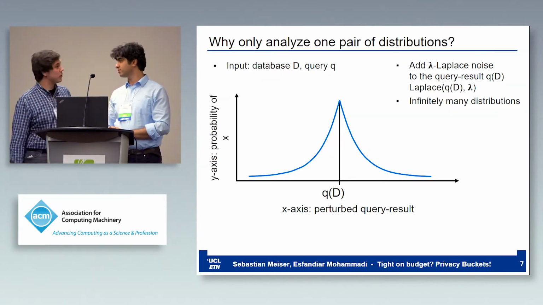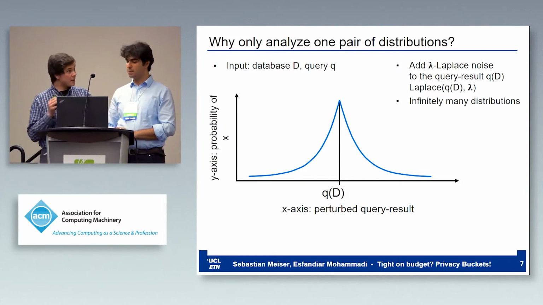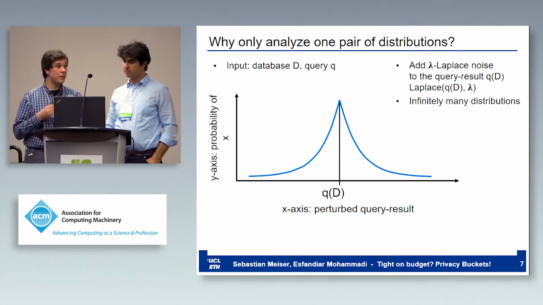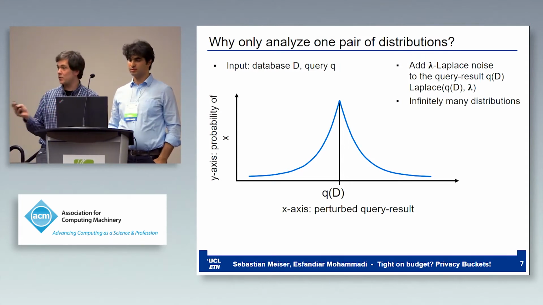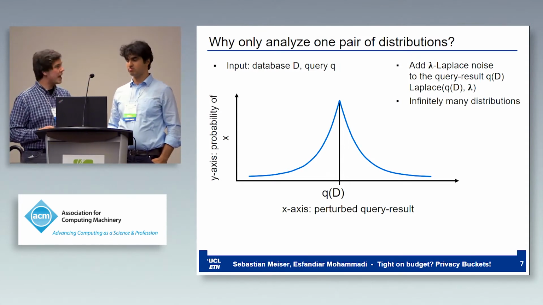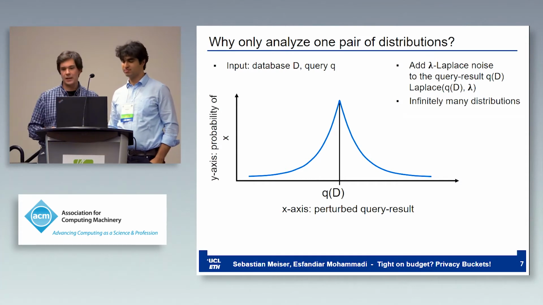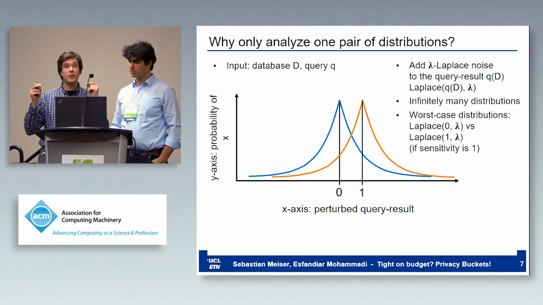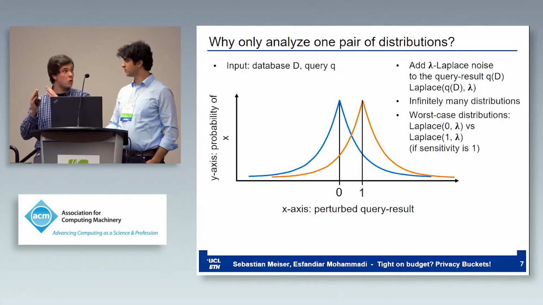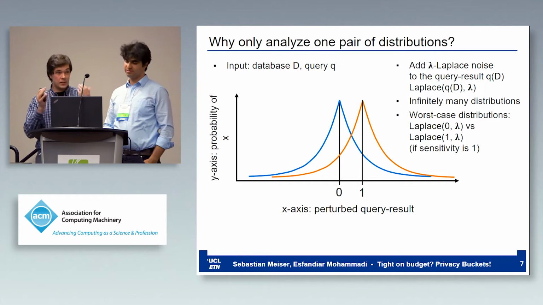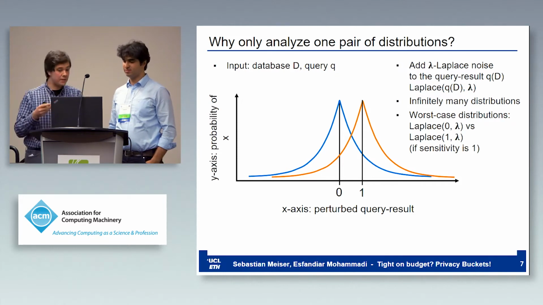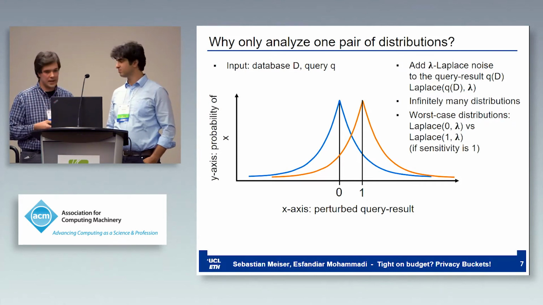That's a valid concern. Here we do have infinitely many possible distributions, but if you look at the paper, we have a whole section that explains why it suffices to look at a single pair of distributions. Let's look at it for this single example. For the Laplace mechanism, you don't look at all potential queries, but just compare Laplace centered at 0 with Laplace centered at 1, if your sensitivity is 1. That is the worst case, and it's sufficient to just analyze that.